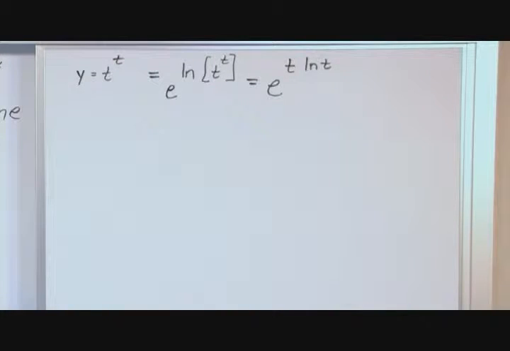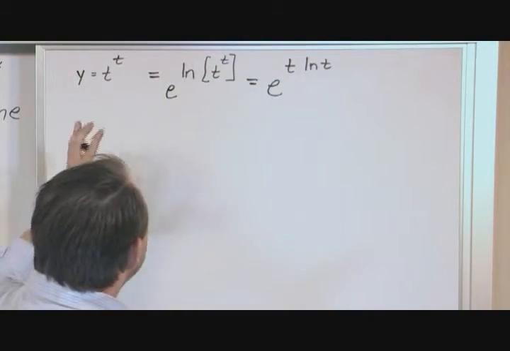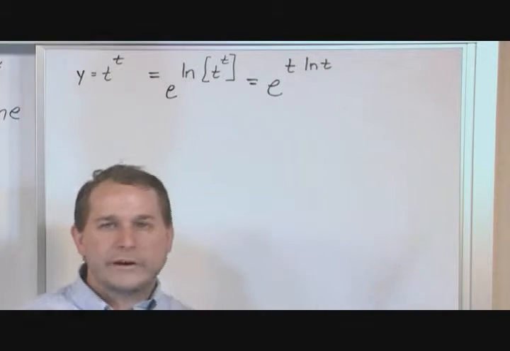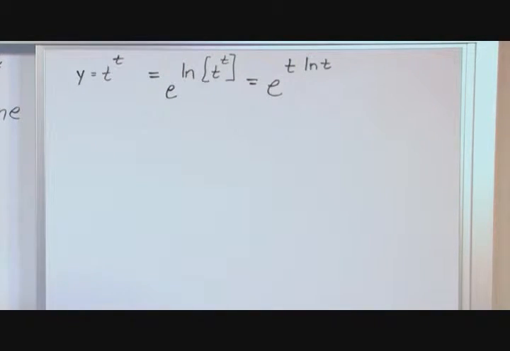e to the t natural log of t, which for this problem is what we have over here. Now in the future problems, we might not explicitly show this step, but I really want to show you where it comes from. We're not working magic here. We're just using the properties of logarithms and exponentials to get there.